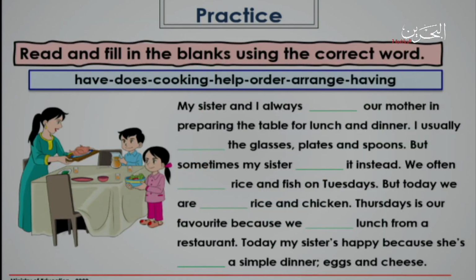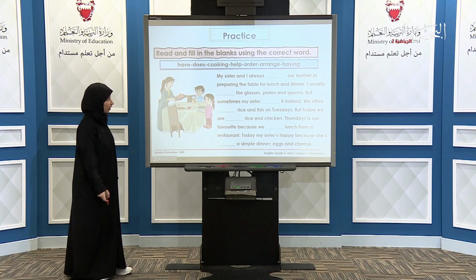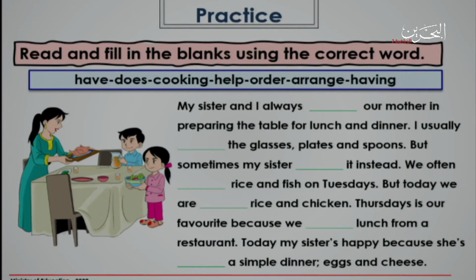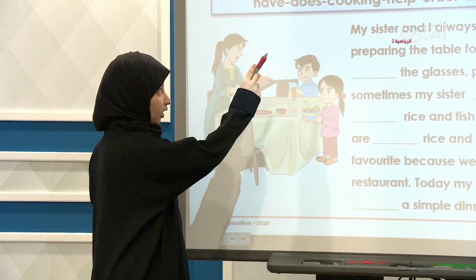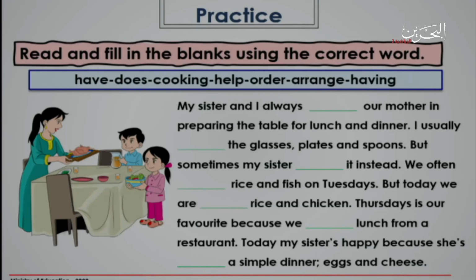Now we'll move to another task. Here you have got a paragraph with some blanks. You need to read these words carefully and then choose the most appropriate word that fills in the blank the most. We have does, cooking, help, order, arrange, and having. You'll have 5 minutes to do this task.